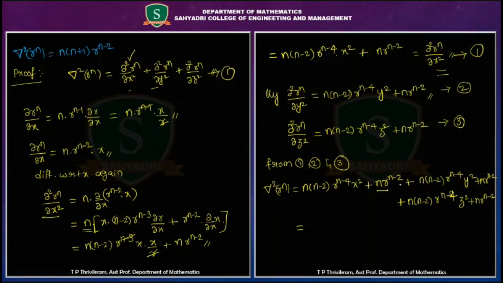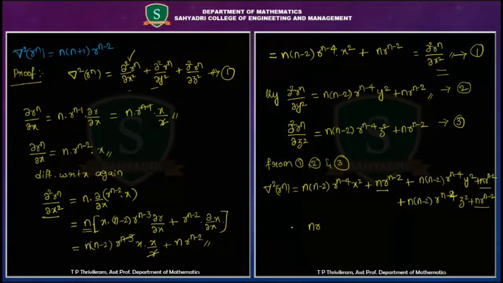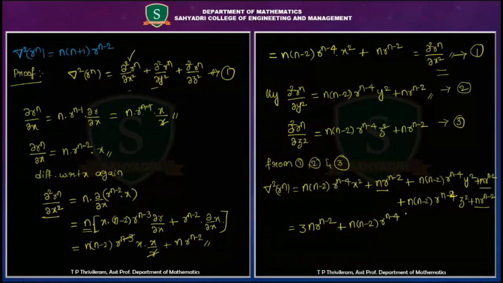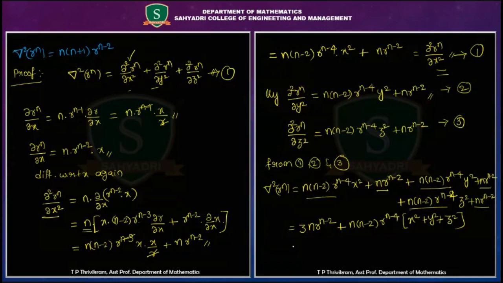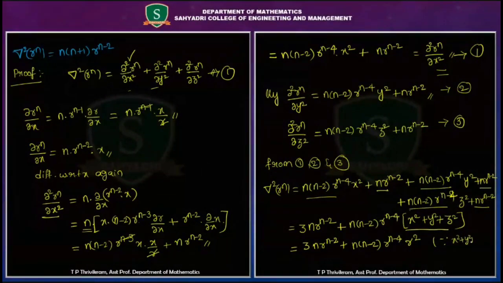Here n into rⁿ⁻², n into rⁿ⁻², n into rⁿ⁻² is repeated three times. So this one is equal to 3 into n into rⁿ⁻² we have to write. Plus, now in all this, what is common? n into (n minus 2) into rⁿ⁻⁴. This is common in all the terms, here, here and here. So the remaining term is x² plus y² plus z². What is this value? This is r², since x² plus y² plus z² is equal to r².